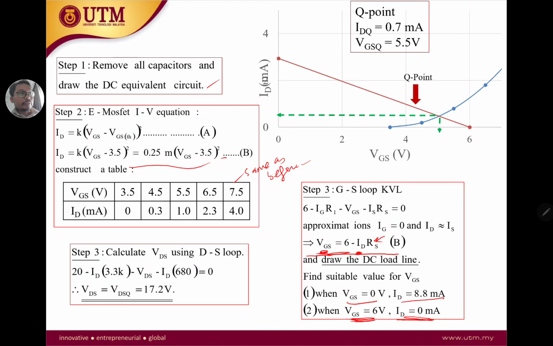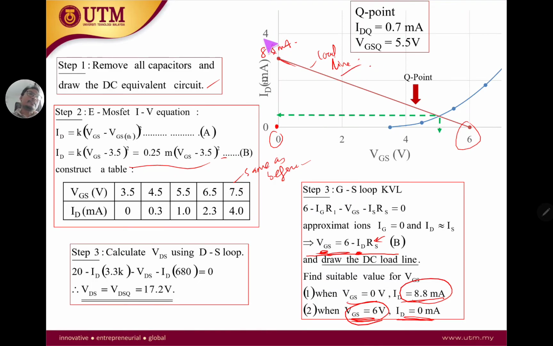Now we have these two values. There might be an error here. When VGS is 0, we want to have 8.8 milliamperes on this load line. So this is your load line KVL.